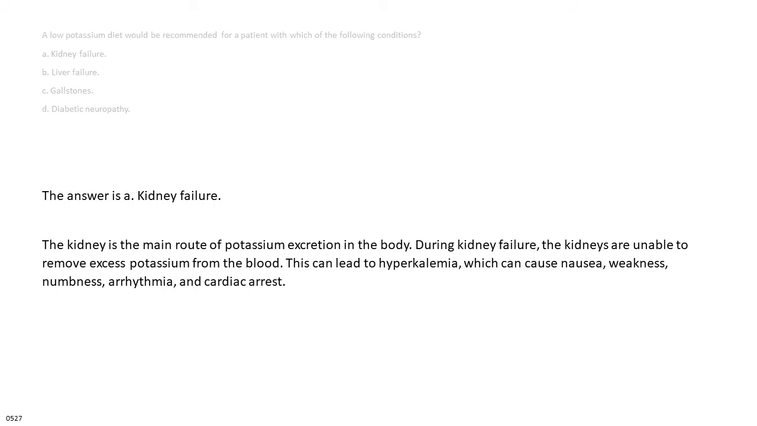The kidney is the main route of potassium excretion in the body. During kidney failure, the kidneys are unable to remove excess potassium from the blood. This can lead to hyperkalemia, which can cause nausea, weakness, numbness, arrhythmia, and cardiac arrest.